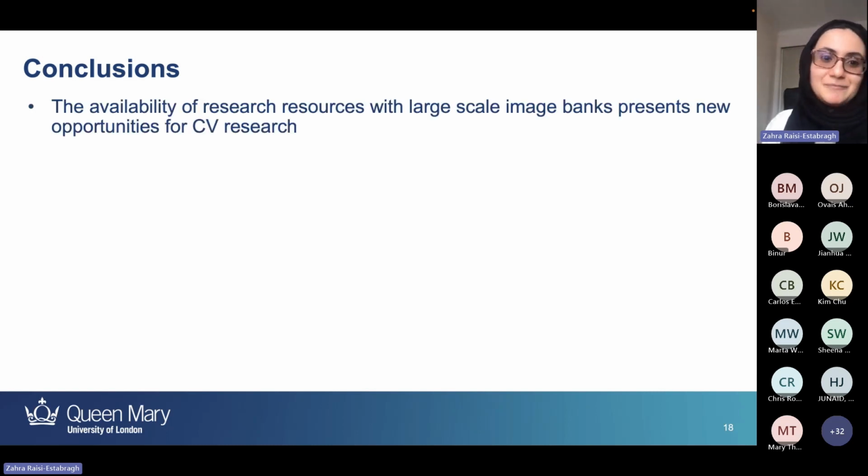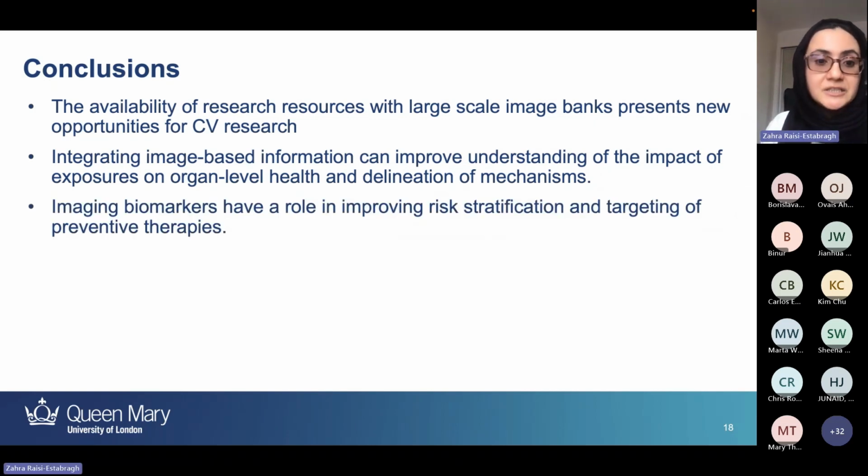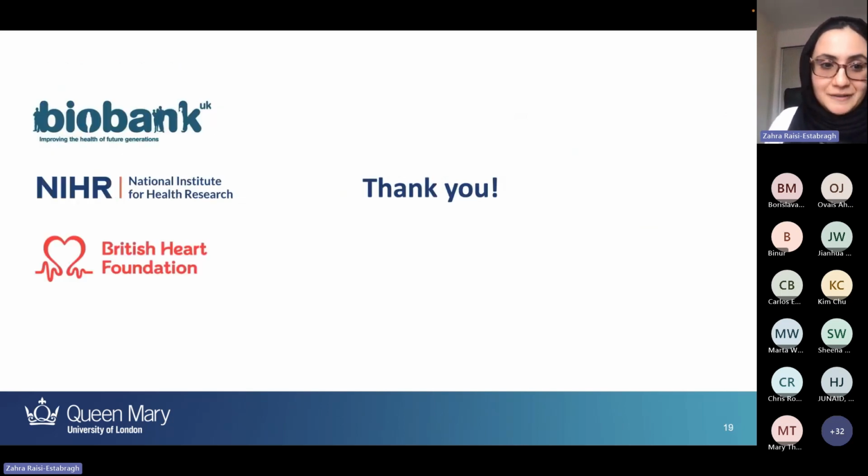So to conclude, the availability of research resources with large-scale imaging banks presents new opportunities for cardiovascular research. Integrating image-based information can improve our understanding of the impact of exposures on organ-level health and allow us to delineate disease mechanisms. Imaging biomarkers may have a role in improving risk stratification and targeting of preventive therapies.